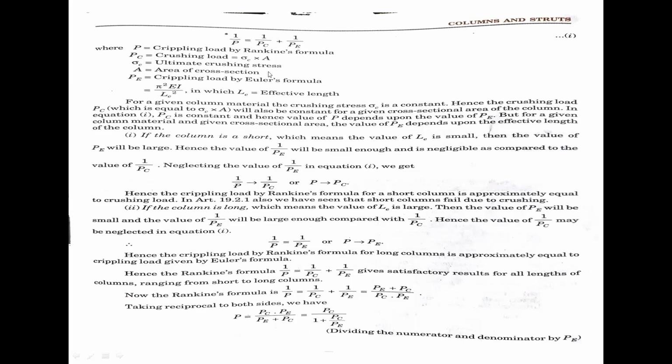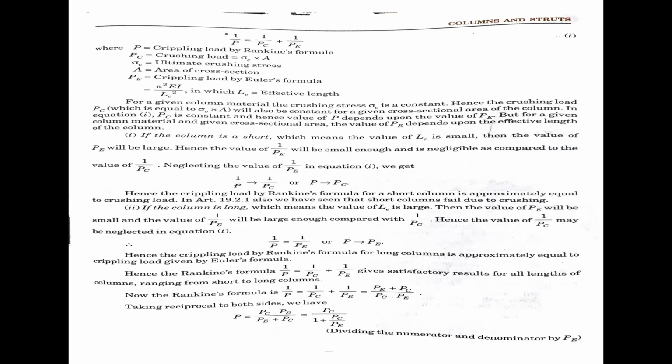Sigma C equals the ultimate crushing stress. You know the simple relation: stress equals load by area, so load equals stress into area. Using this, crushing load equals ultimate crushing stress into area, where capital A is the area of cross section. Now P suffix E equals crippling load by Euler's formula, pi square E I by L e square, in which L e equals the effective length.